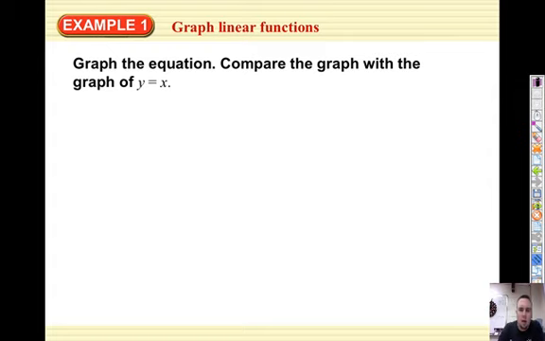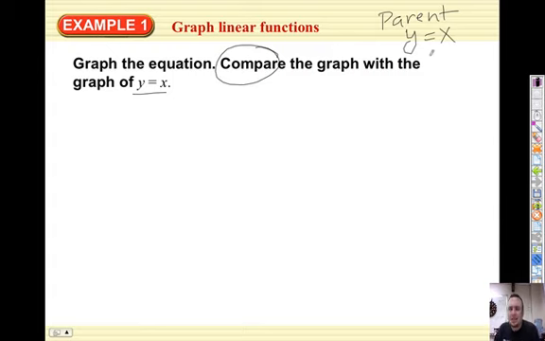Graph the equation, compare. That's a key component to this stuff that I'm doing today, comparing. Compare the graph with the graph of y equals x, which we call the parent of linear functions. Everything else is kind of like the kids. Y equals x plus 2 comes from the parent, y equals x. Okay, so letter A, y equals 2x. Number 1, we're going to graph it. Number 2, we're going to compare.